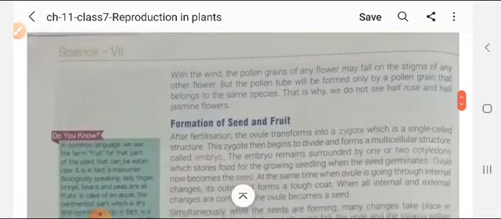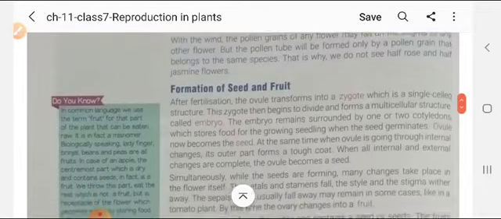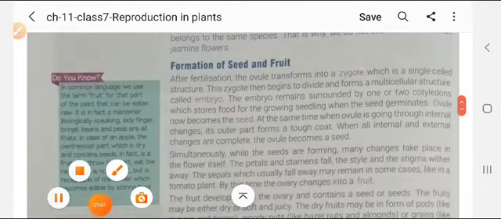With the wind, the pollen grain of any flower may fall on the stigma of any other flower. But the pollen tube will be formed only for a pollen grain that belongs to the same species. That is why we do not see half rose and half jasmine flowers, because it completes its cycle in the formation of the zygote, and that zygote forms the embryo. Now, student, let's see the further topic, formation of seed and fruit.